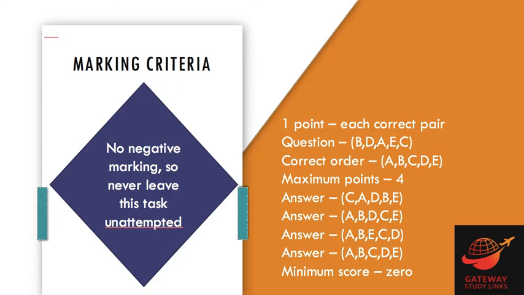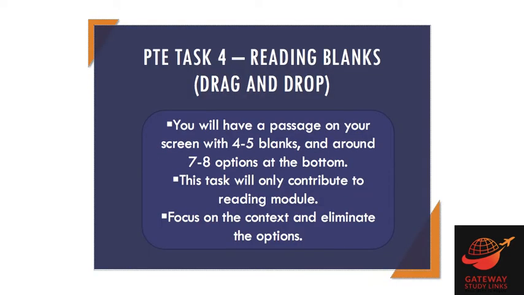No problem. So 1 point for each correct pair. Question B, D, A, E, C. Correct order, A, B, C, D, E. Maximum points for answer C, A, D, B, E. Answer A, B, D, C, E. Answer A, B, E, C, D. Answer A, B, C, D, E. Minimum score 0. So it can be in any order. There is no negative marking. So make sure that you don't leave anything unattempted or unattended.